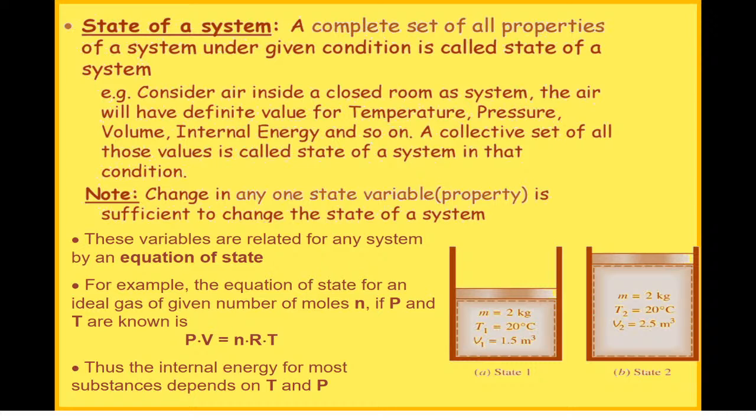And let's continue to deal with what is just the state of a system. A complete set of all properties of a system under given condition is called state of a system. For example, consider air inside a closed room as system. The air will have definite value of temperature, pressure, volume, internal energy, and so on. A collective set of all those values is called state of a system in that condition.